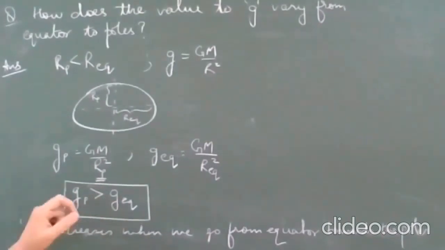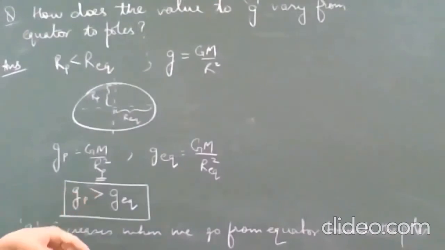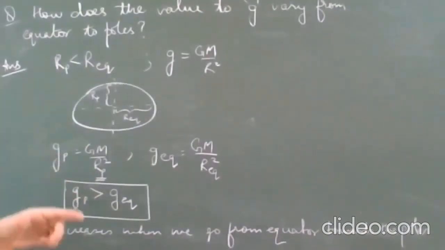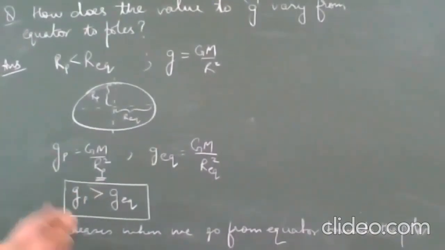So that means if you are dropping an object near the equator and you are dropping the same object near the poles, it will be accelerated more when it is falling near the poles. Reason being, acceleration due to gravity is more there.